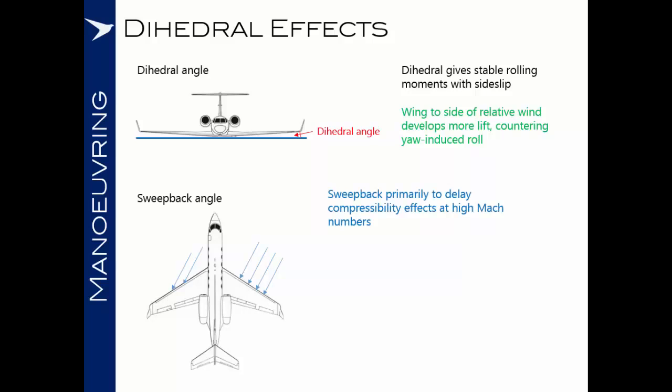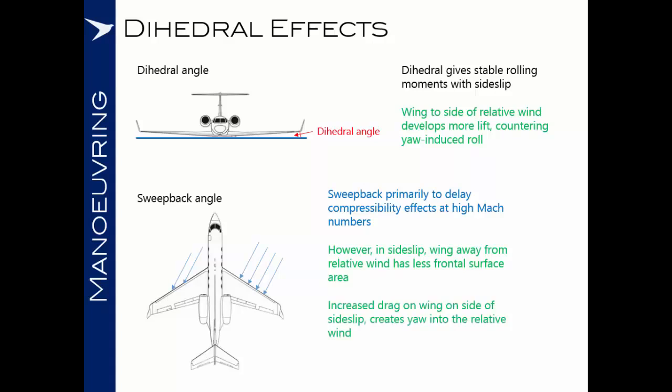Sweepback angle is also significant, and whilst its primary purpose is to delay the compressibility effects at high Mach numbers, it does also have a dihedral effect, a corrective effect in side slip. That is due to the fact that the wing furthest away from the relative wind has less frontal surface area and so is producing less lift. With an increase in lift comes an increase in the induced drag, and therefore the increased drag on the wing on the side of the side slip will create a yaw into the relative wind.